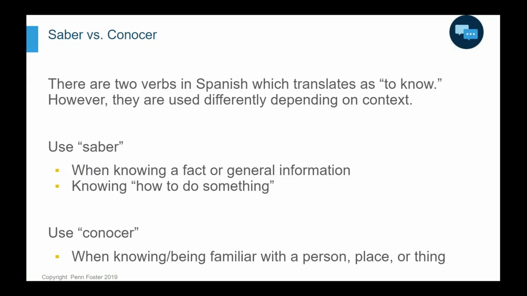So in English, let me give you some examples. Use saber, for example, I know the truth, or I know how to ski. Versus conocer, you could say, I know or I'm familiar with a person or the city, etc. A lot of different variations we can have there.